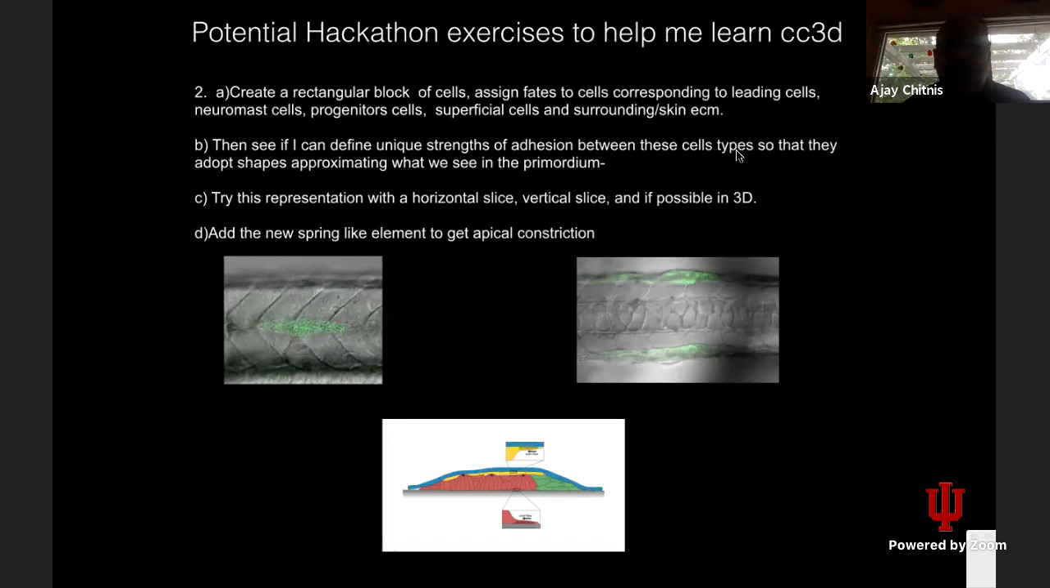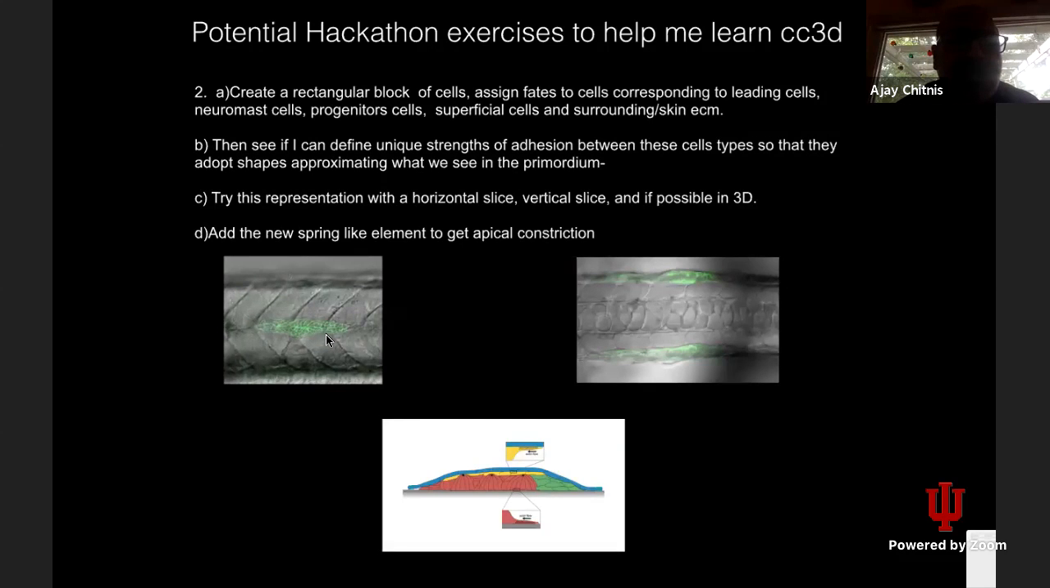The second project was to try to build a model just representing a rectangular block of cells that represents the primordium, and try to specify cell-cell adhesion between the different types of cells that would help me see whether modifying adhesion can naturally lead to the cells adopting the shapes that they normally have in the primordium.